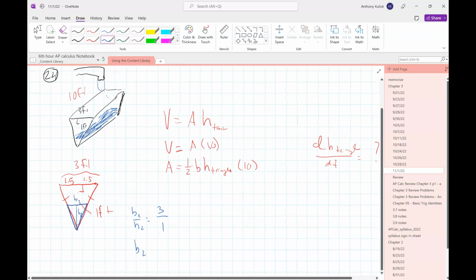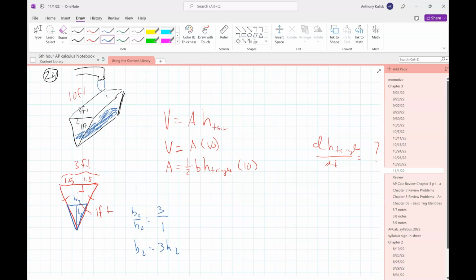So I know that base is going to be 3 times, thank you. Jillian, it's for you. It's going to be 3 times that height. Everybody's okay there? So I can say then my area is 1/2 times 3 times H times 10. You guys all buy that?